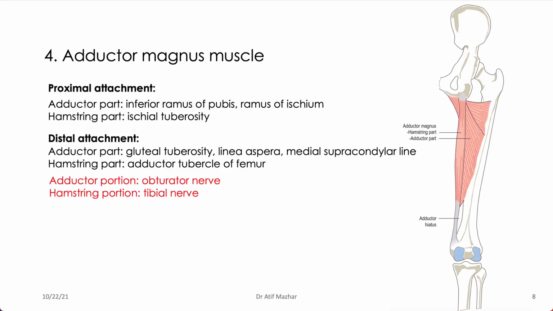And then the nerve supply: the adductor part is innervated by the nerve of the adductors, that is the obturator nerve, and the hamstring part is primarily innervated by the tibial part of the sciatic nerve. And then what is its action? It adducts the thigh. Which part? The adductor part, and it also helps a little bit in flexion. The hamstring part primarily extends the thigh.